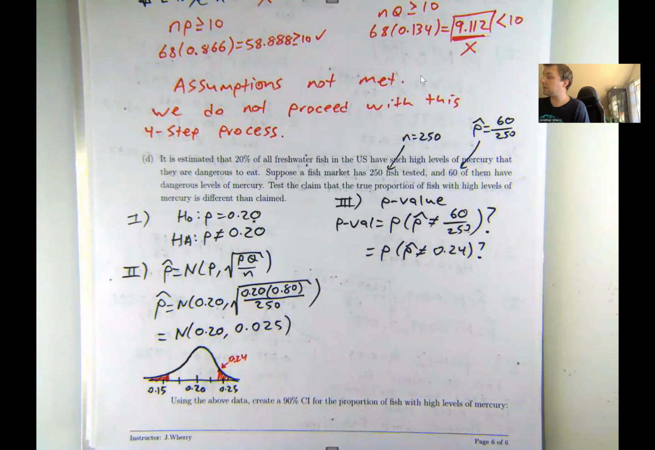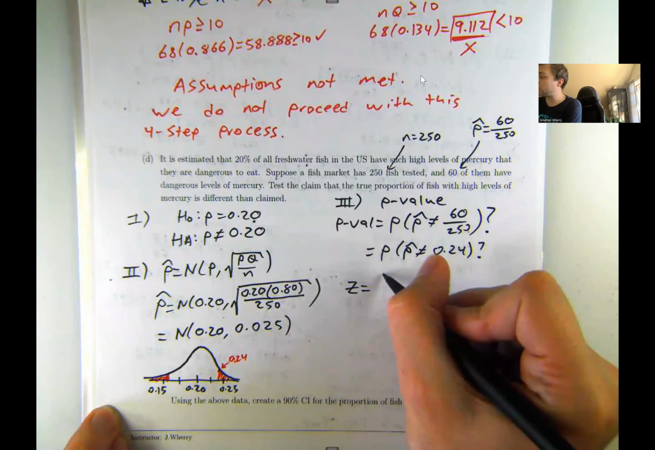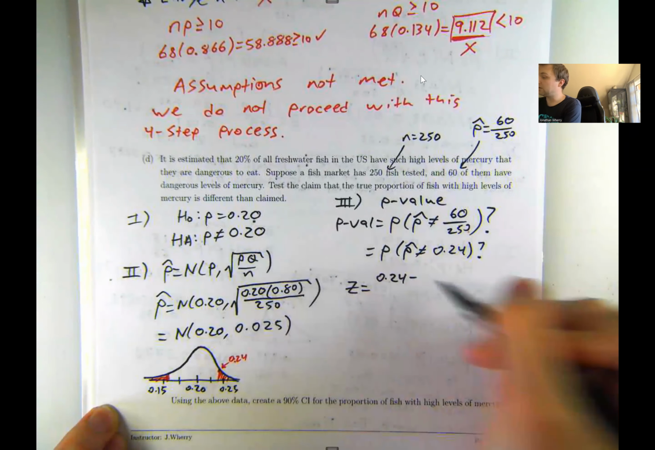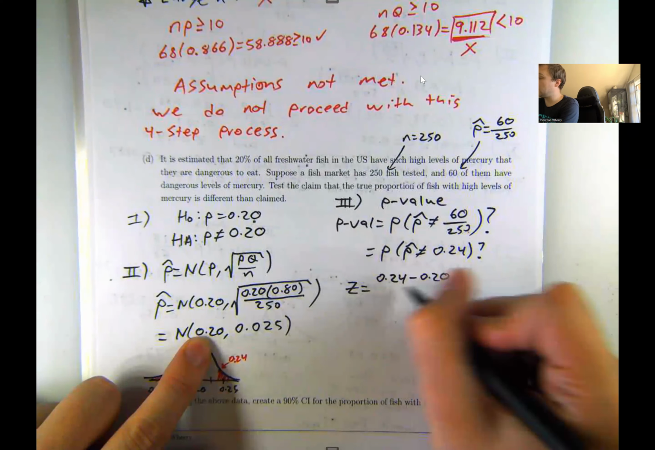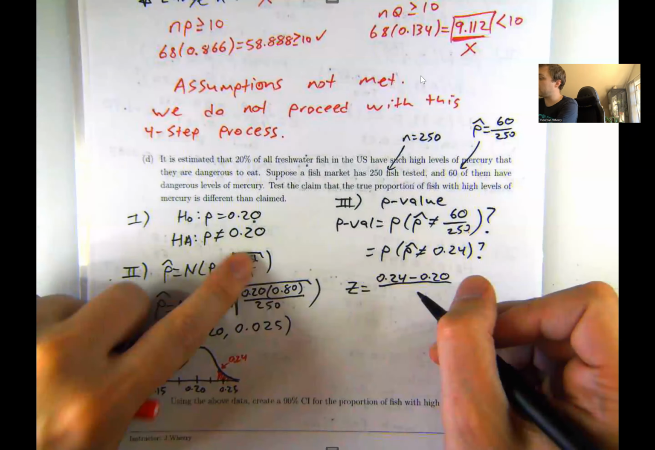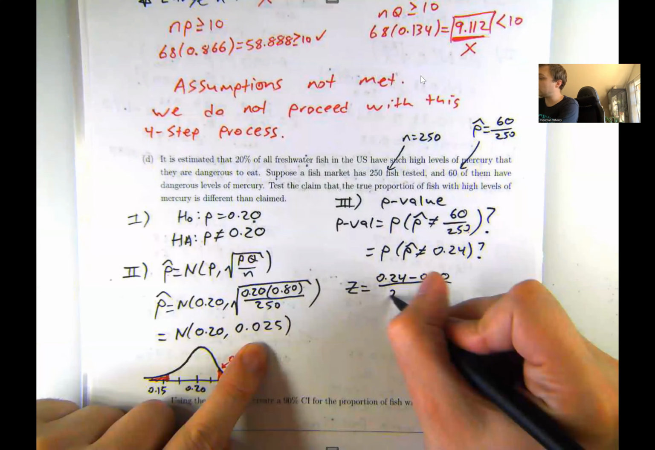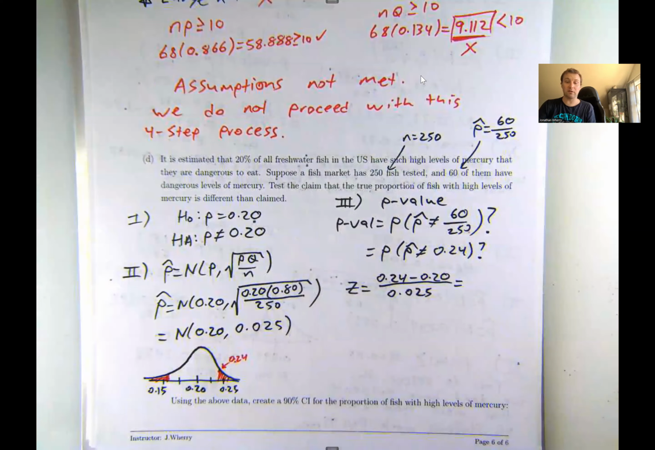I'm going to find my z-score by taking the value from my sample, my p-hat. Subtract the center from p, 20. Divided by the standard deviation, the square root of pq over n number. That's the 0.025. And I'm going to type this into a calculator and I'll see what I get.